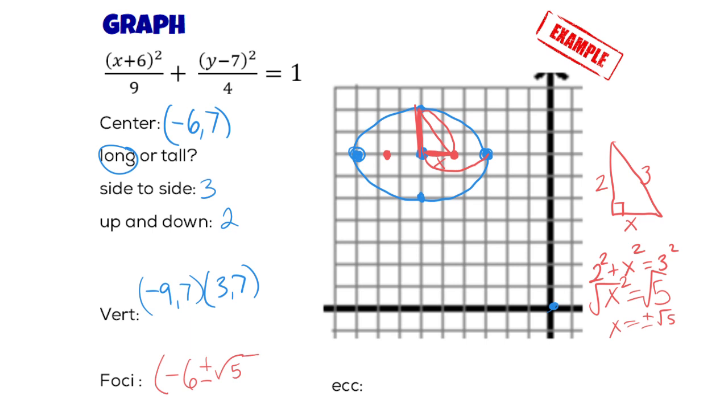And that's the x coordinate. The y coordinate for those really is the same. The vertices, the center, the foci, everything falls on that same horizontal grid line at 7.